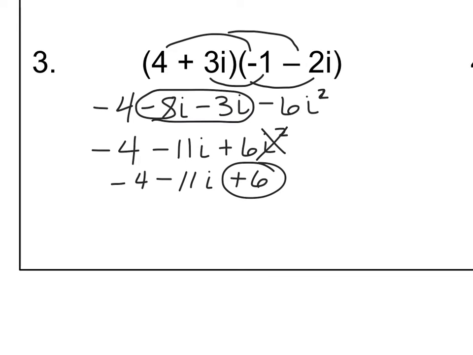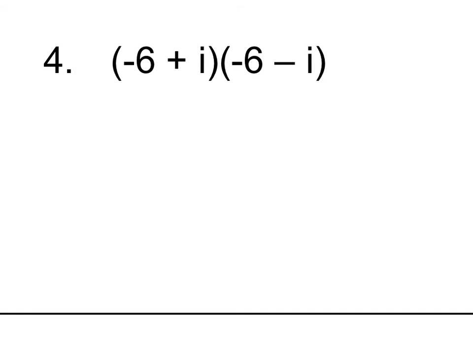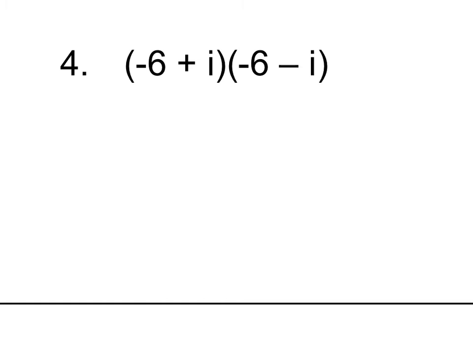And now I'm going to combine these like terms. -4 and +6 is +2. And then minus 11i tags along. Can I combine these two and make that -9? No, because this term has an i, this term does not. So that's my final answer, 2 minus 11i. Okay, so that's your first example there. Let's take a look at the next example.